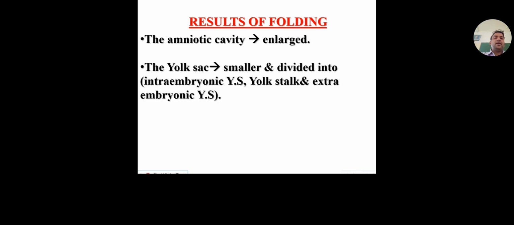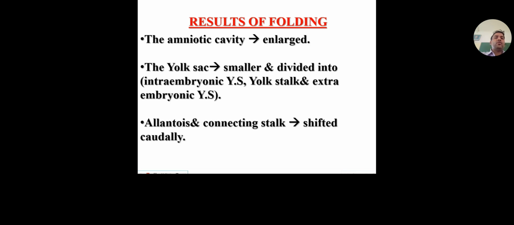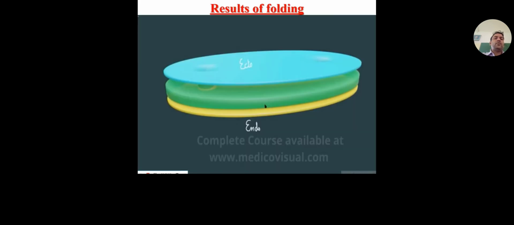The amniotic cavity will enlarge, the yolk sac cavity becomes smaller and becomes the intraembryonic yolk sac, and there is a yolk stalk and extraembryonic yolk sac. The allantois and connecting stalk shift caudally. The septum transversum comes anterior to the cardiogenic plate.